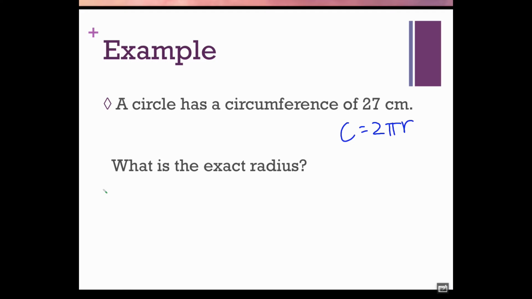Start with a blank formula. Plug in what you know. Nate, what do you know? The circumference. Is? 27. Good. Plug in what you know. Solve for what you don't know. How do I get r by itself? Kelly? Divide by 2 pi.